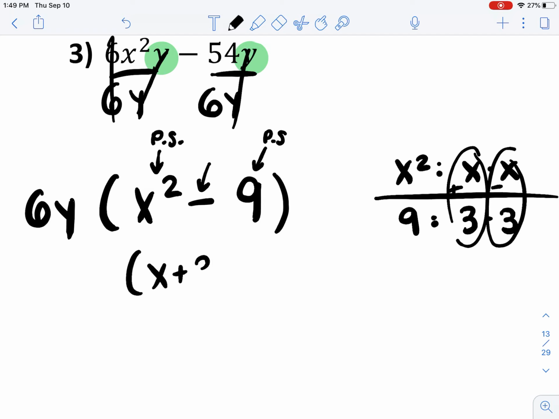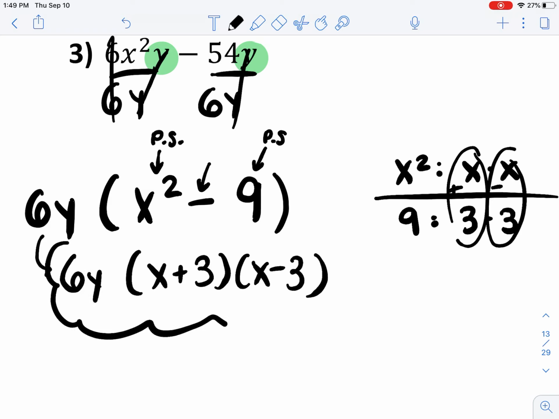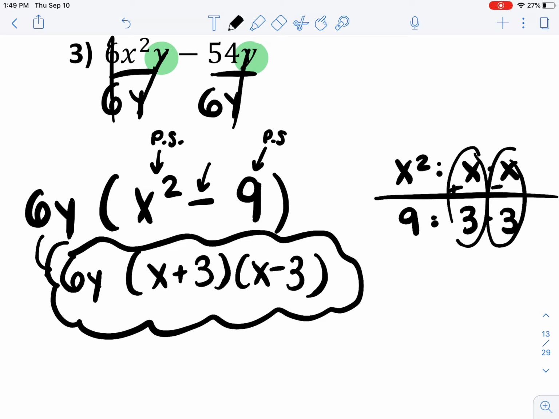Same pattern for DOPS every time. x plus 3, x minus 3. And I just have to remember to bring that GCF from the beginning down to my answer. And there we have it. 6y times x plus 3, x minus 3.